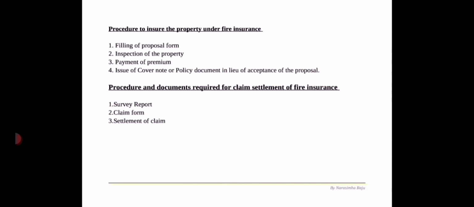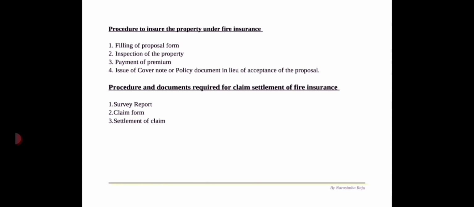And coming to the procedure to settle fire insurance claims, there are various steps involved. If there is any danger or loss arising due to fire, then the policyholder should immediately inform the insurance company in writing with the estimated amount of losses. And in the claim process, the survey report will be the first step of claim settlement.